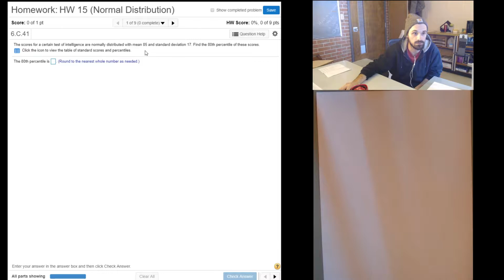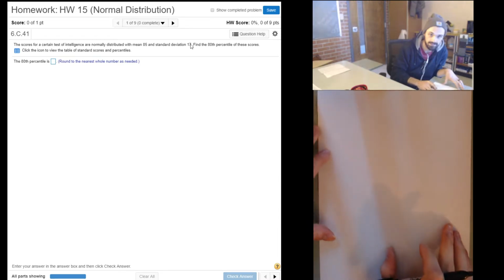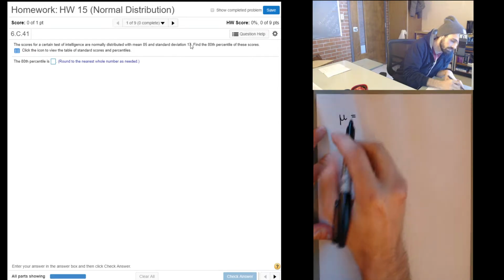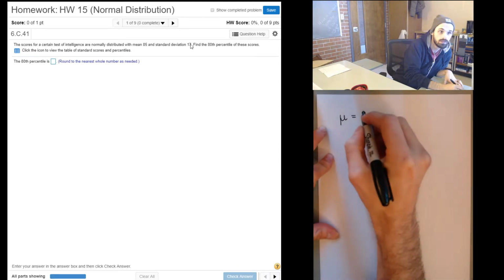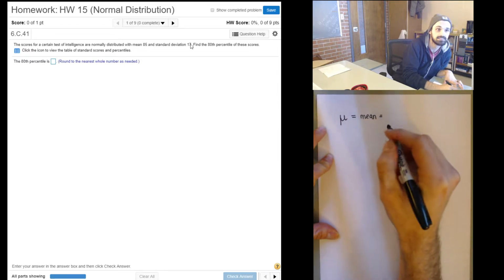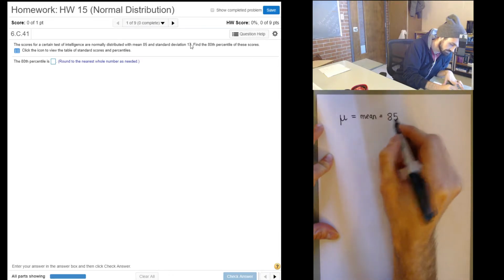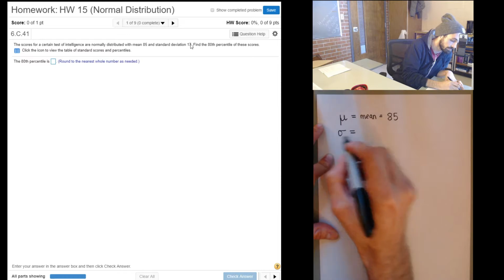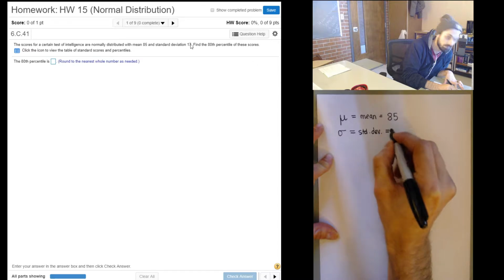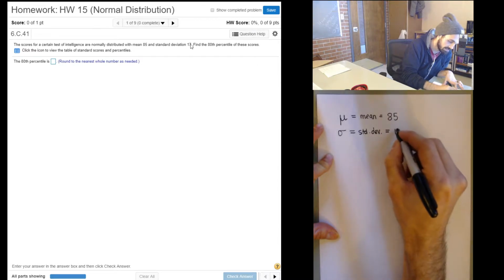Okay, so recognize we're handed a mean and we are handed a standard deviation. So I'm going to write those down, and I'm going to use common statistical notation. So the mean is represented with this Greek letter mu, and mu is equal to the mean, which in this case our mean is 85. Sigma, another Greek letter, is the standard deviation, and we're told the standard deviation is 17.